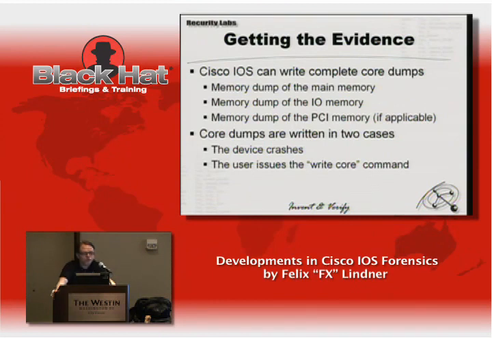So iOS can write complete core dumps, memory dumps. It's a big Unix process, so it can core dump. It can dump core of the main memory, of the I/O memory, and if it has hardware-specific memory, like PCI memory. And core dumps are written in two cases: either the device crashes, or someone issues a command, which is write core. Supposedly, that's just to test if the device can actually write core files to the destination, but here it comes in really useful because it fulfills the requirements we had for obtaining evidence.